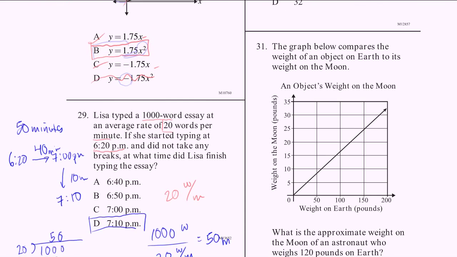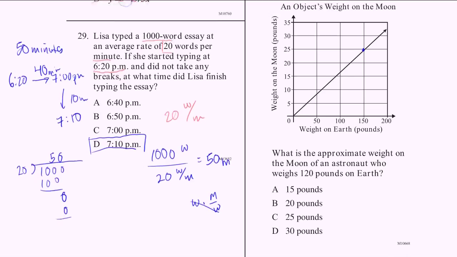31. The graph below compares the weight of an object on Earth to its weight on the moon. Interesting. An object's weight on the moon. Okay, so this is the moon weight. This is the Earth weight. So something that, let's say, well, I actually do weigh 150 pounds. So I weigh 150 pounds on Earth. And according to this chart, I would weigh 25 pounds on the moon. Or I'd weigh essentially 1/6 of my weight on Earth.